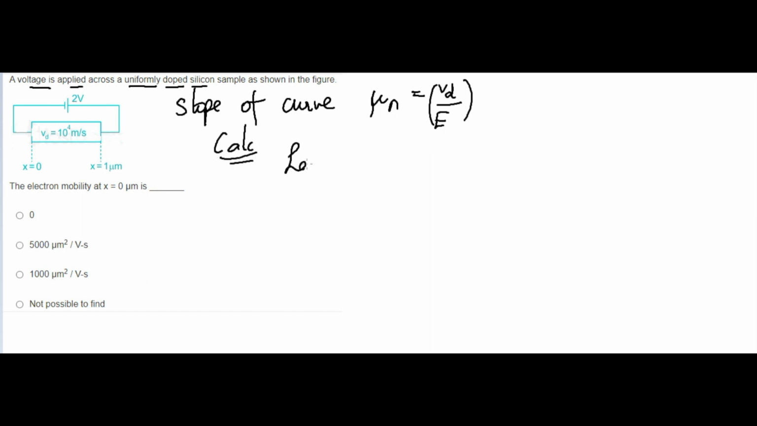So length of the semiconductor. Length of a semiconductor, short form I write. So length is equal to, here 1 mu m, right? We can take 1 mu m because length cannot be 0, 1 mu m.